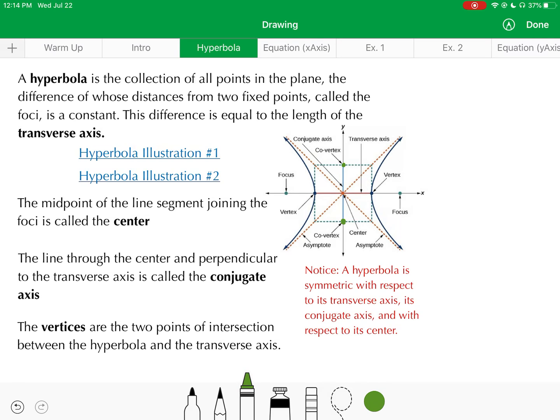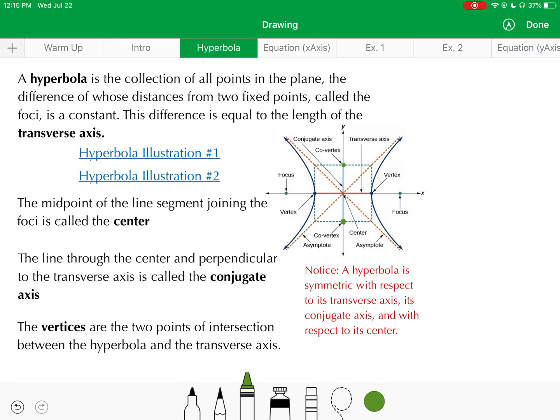I also want you to notice that your covertices, which are these points here and here, are not actually points on the hyperbola, okay? But they're still really important because if you notice, I have this blue rectangle drawn in, and the blue rectangle is formed using the vertices and the covertices, all right? And if we can draw that blue rectangle, it leads us to the asymptotes of the hyperbola, which are those red lines that you see there. And if we know the asymptotes, then it helps us see exactly how wide or how tall each half of the hyperbola is, all right?